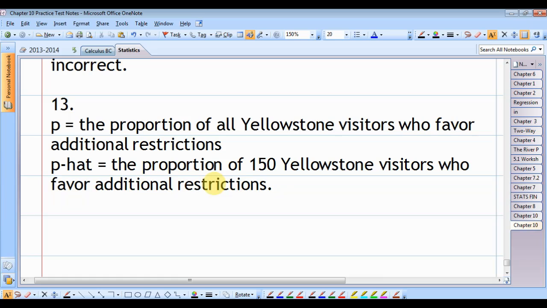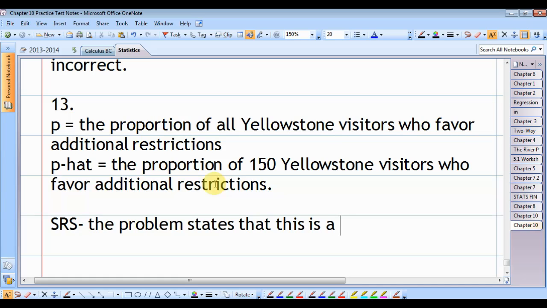Okay, assumptions. Number one, is this an SRS? Yeah, I think so. The problem states that this is a random sample. We have to do the whole thing. Yeah. Independence.